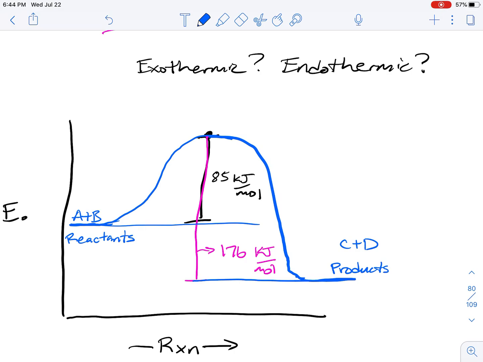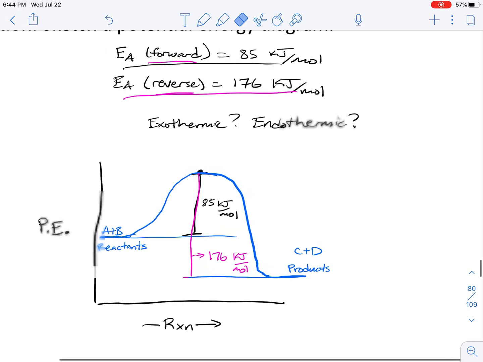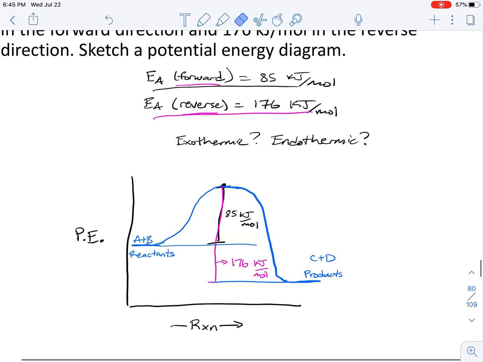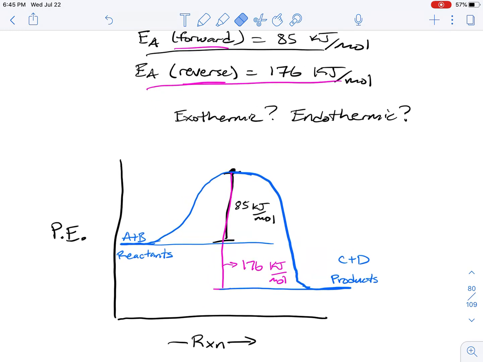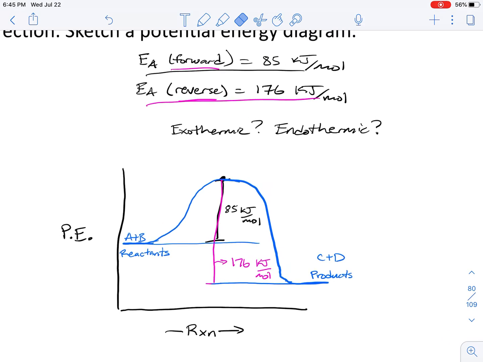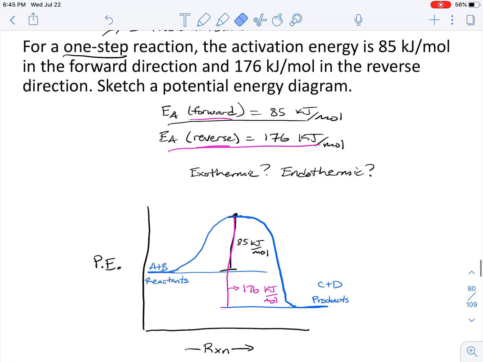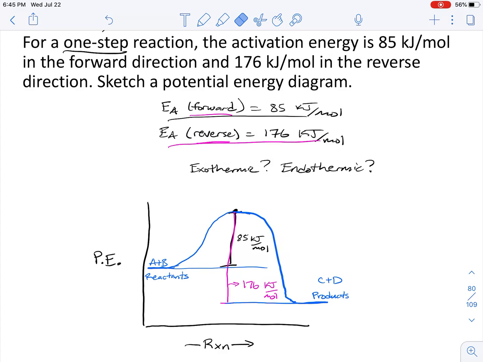All right. So hopefully this exercise helps you build a potential energy diagram based on the values for the activation energy. Also, I hope that this quick problem allows you to exercise on how to tell whether or not the reaction is going to be an exothermic reaction or an endothermic reaction based on a specific characteristic such as activation energy.